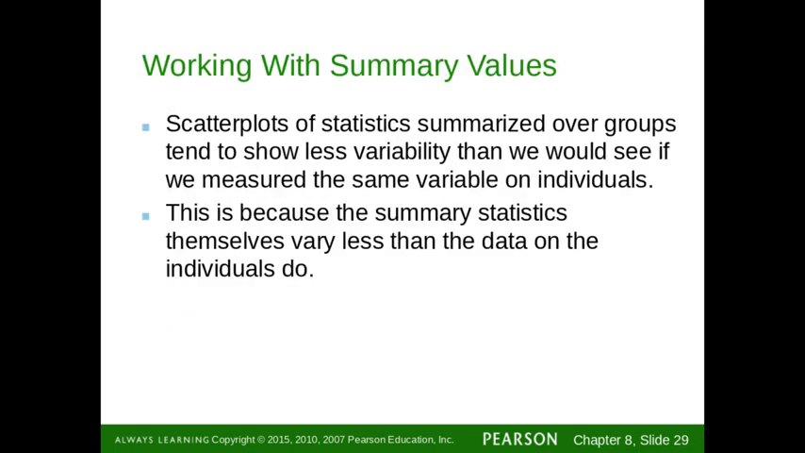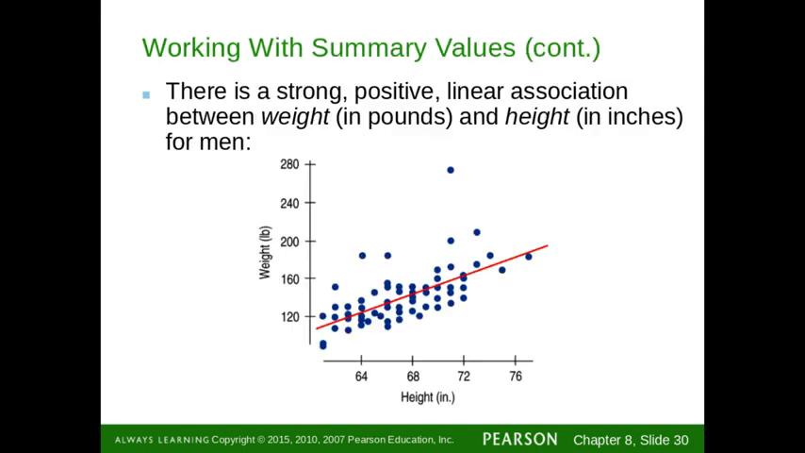So scatter plots of statistics summarized over groups tend to show less variability than we would see if we measured the same variable on individuals. This is because the summary statistics themselves vary less than the data on the individuals do. So there is a strong positive linear association between weight in pounds and height, right? So if you're taller, you're obviously going to weigh more. Except for this guy, he weighs way more than most of these people at this height.